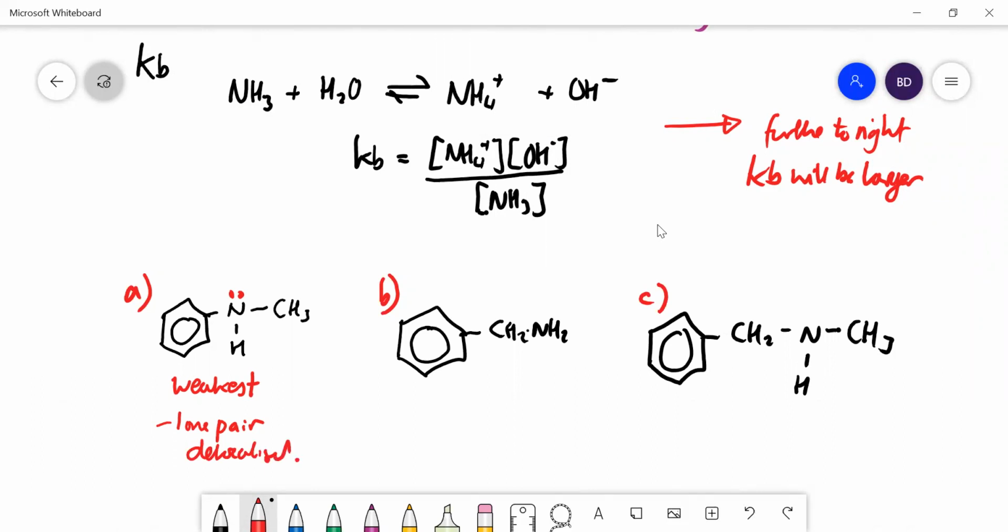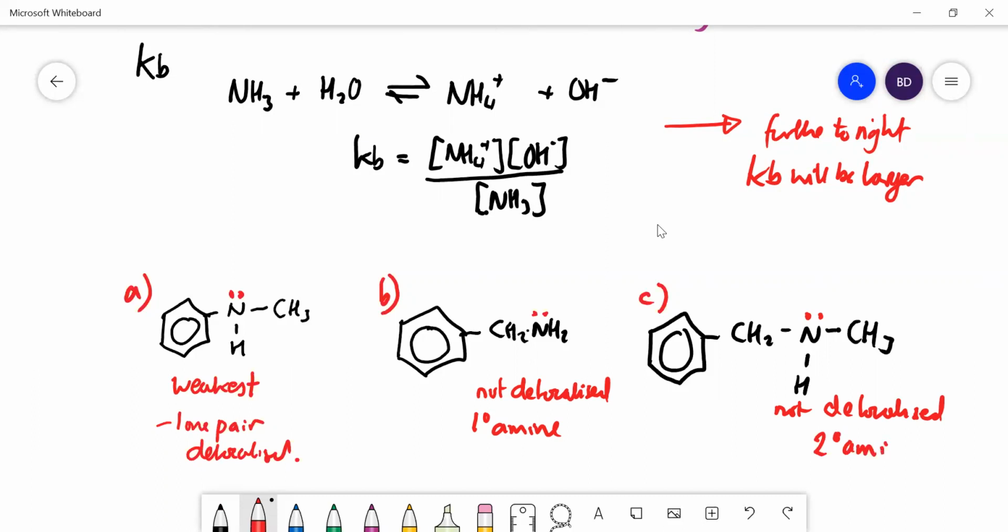Now, the lone pair on this one is not delocalized because the nitrogen is not directly attached to the benzene ring. There's one carbon in between, and that's as good as being 1,000,000 miles away. That is not delocalized, so that is just a straightforward primary amine. Again, the lone pair on this nitrogen is not delocalized because it's too far away from the benzene, and it's actually a secondary amine. So the answer to that question would be C would be the strongest because it's a secondary, B would be the next strongest because it's a primary amine, and the weakest would be A. Even though it's a secondary amine, the nitrogen is attached to a benzene ring, so the lone pair is delocalized.